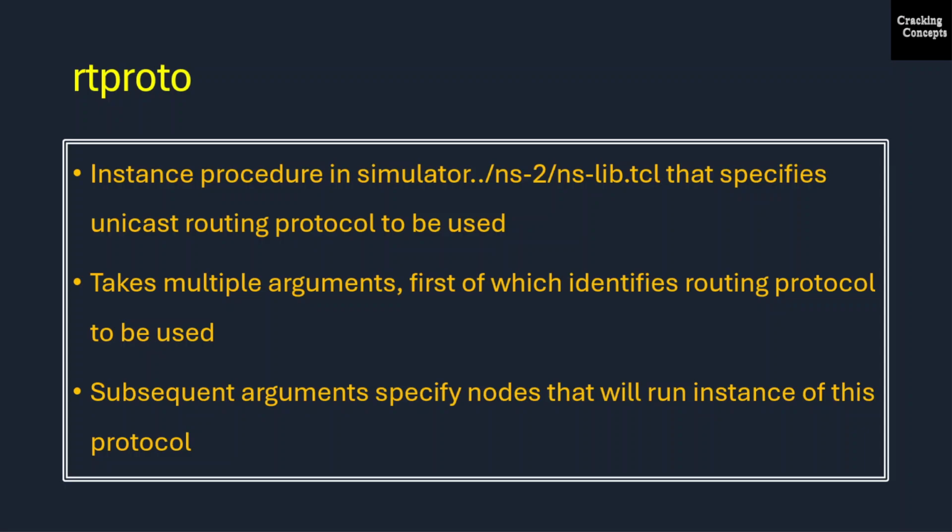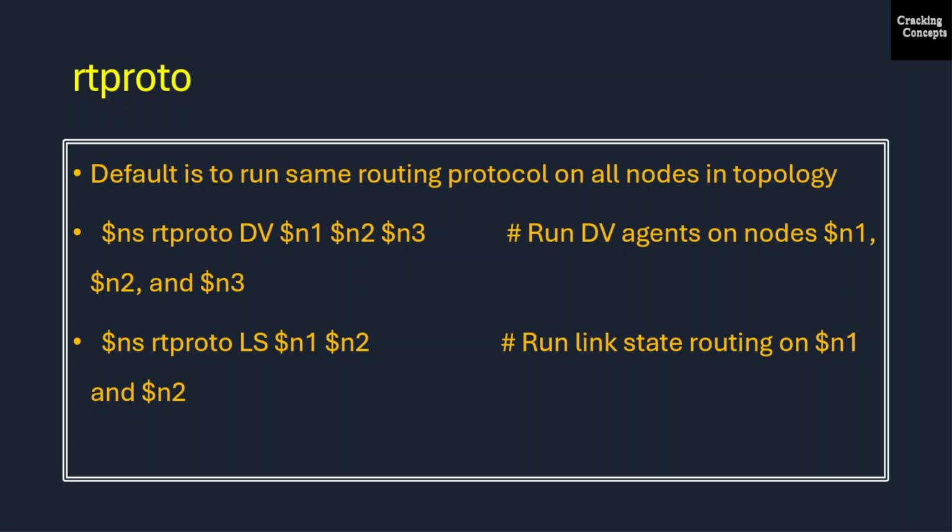Now this instance procedure in the simulator, whose path is given here, specifies the Unicast routing protocol to be used in the simulation. It takes multiple arguments, the first of which is mandatory. This first argument identifies the routing protocol to be used. Subsequent arguments specify the nodes that will run the instance of this protocol. Now, the default is to run the same routing protocol on all the nodes present in the topology.